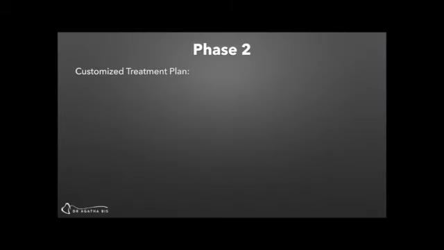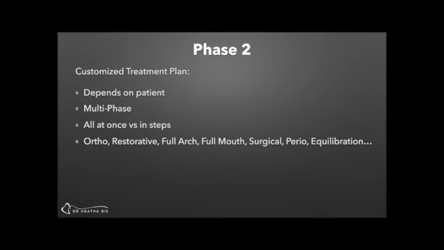Phase two is customized. I mean, it could be anything. It depends on the patient. It could be multi-phase, could be single phase, could be all at once versus in multiple steps. I mean, every single patient's going to be very different. It will include every single aspect of dentistry. I've combined all of it: ortho, restorative, surgery, full arch, full mouth, surgical, perio, calibration, anything and everything. It is truly never the same with TMD patients. And it really depends on where they end up, where they're comfortable, and what they're willing to do to get there and stay there permanently. That's ultimately the end game.